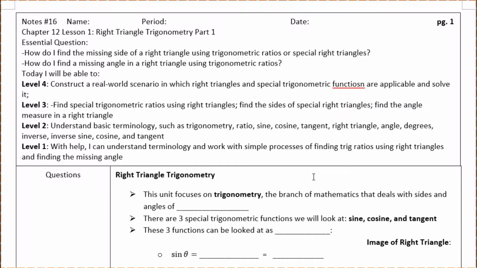Chapter 12, the new unit on trigonometry. So we're going to talk about right triangles and some special trig functions. We're going to find out how to find the missing side of a right triangle using some special trig ratios that we'll discuss. And also we'll talk about special right triangles. We'll also focus on finding a missing angle using these special trig ratios. So those are the goals.